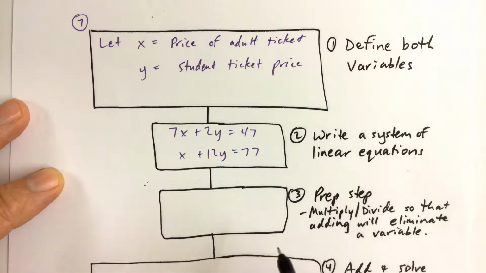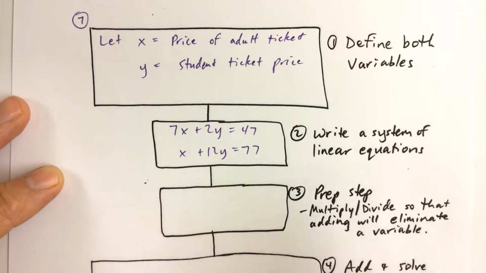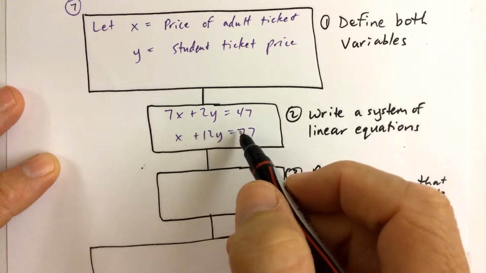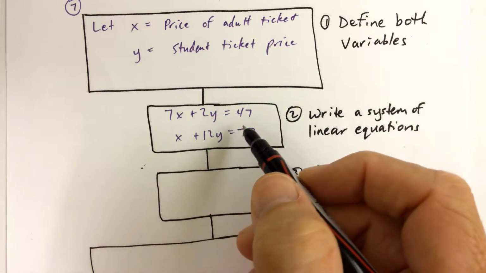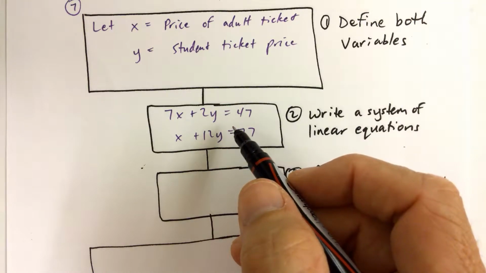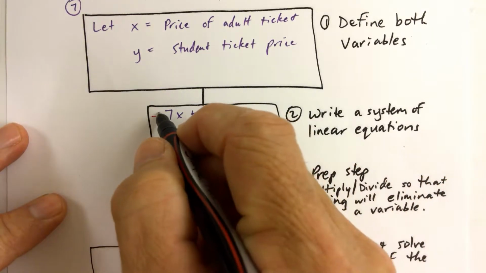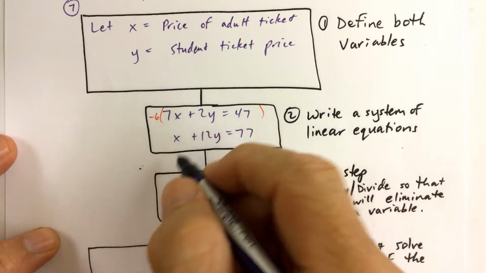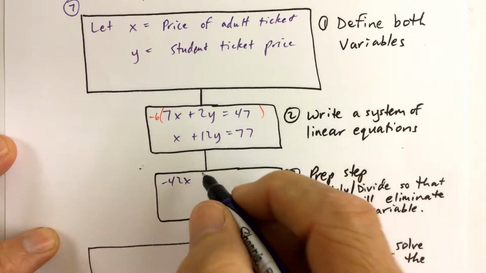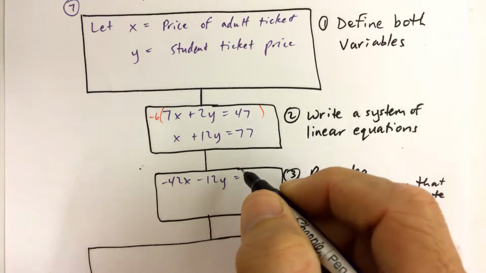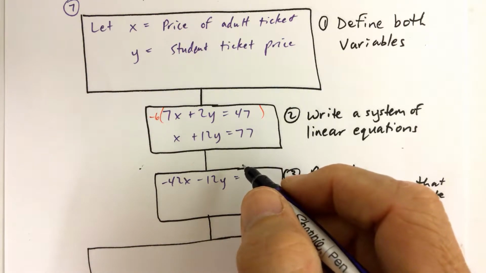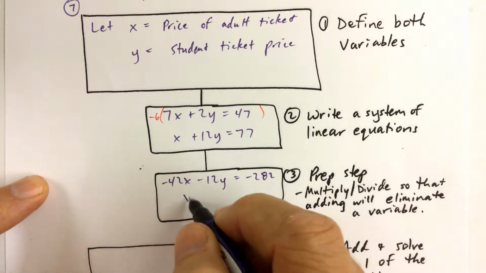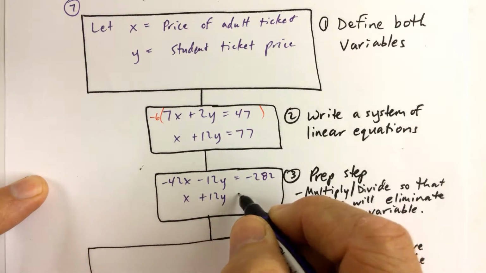So it looks like we could multiply the top equation by -6, or we could multiply the bottom equation by -7. So I kind of like to multiply the top by -6. So we're going to do that, and when we multiply -6 times 7 is -42, so -42x minus 12y equals, now 6 times 47, what's 6 times 47? 282, so -282, and then we have x plus 12y equals 77.